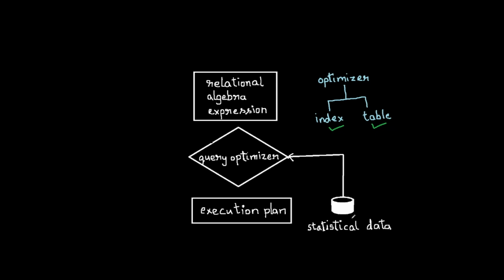To make this decision, the optimizer can use statistical information about the data. For example, statistics can contain information about the number of records in a table and how the data is distributed. Using this information, the query optimizer creates an execution plan. So the second step is relational algebra expression, query optimizer, and execution plan. This is shown in step 2 of the diagram.